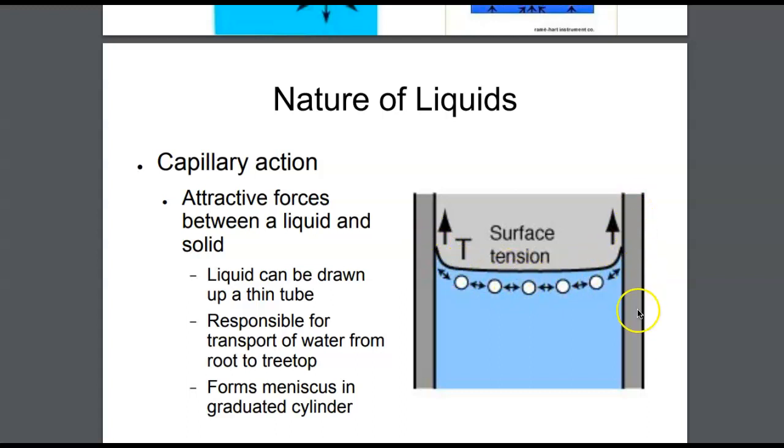If the gray here on both sides, that's the graduated cylinder. We have water blue here. This area right here, this is known as the meniscus. And this occurs because of the attractive forces between the water molecules and the walls of the container. So we've seen it in the lab when we use the graduated cylinder to measure.